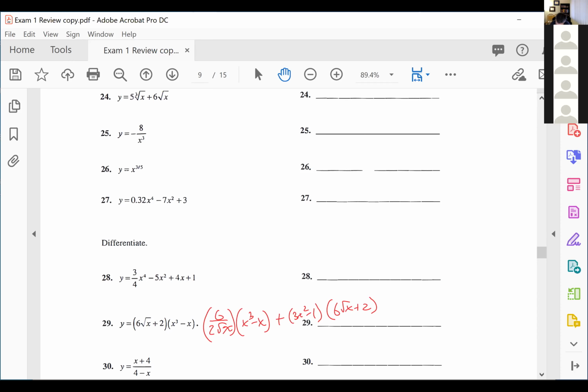And the only thing I'm going to do here is just get rid of this 2 and this 6. I'm going to write this as a 3. And that's about it. That's 29. I don't want to clean that up. I really can't clean that up too much, and I wouldn't want to. It just would become a nightmare. So just kind of leave it like that. Make sure you know what the derivative of radical x is.